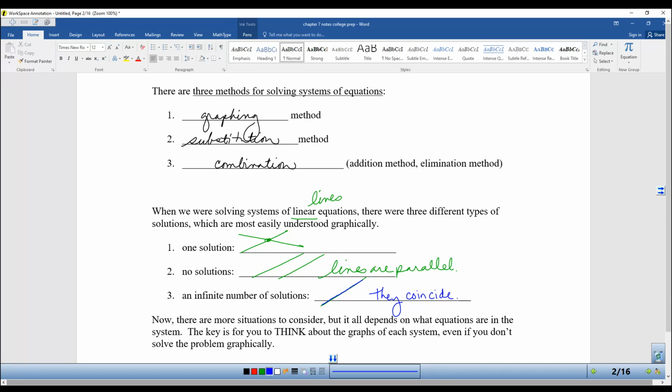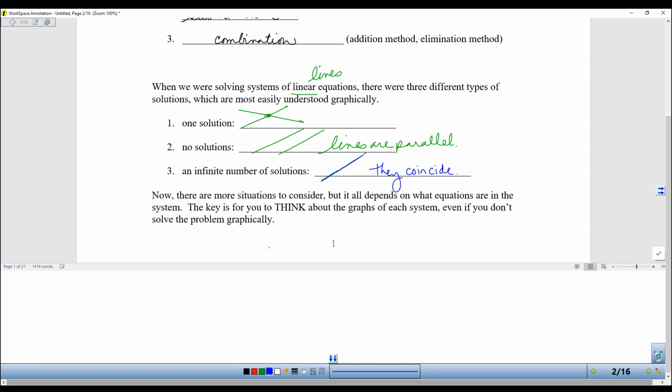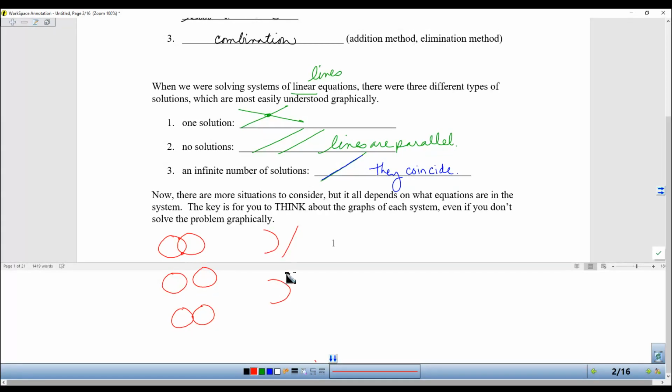But now there's going to be way more solutions to consider. And it really depends on which equations are in the system. So the key is going to be for you to think about the graphs of each system, even if you don't graph it to solve the problem, even if you don't actually solve it graphically. You could have two circles that intersect in two spots. You could have two circles that don't intersect at all. You may get two circles that just barely touch, and they have only one point in common. You could have a parabola and a line that don't intersect, or a parabola and a line that intersect twice, or maybe a parabola and a line that intersect exactly once.